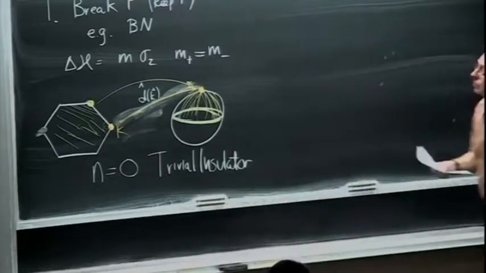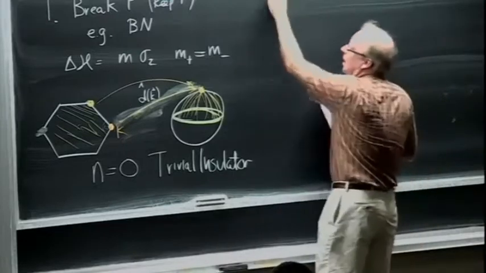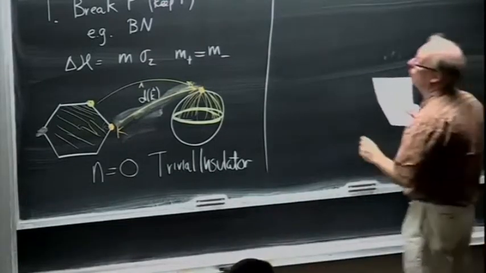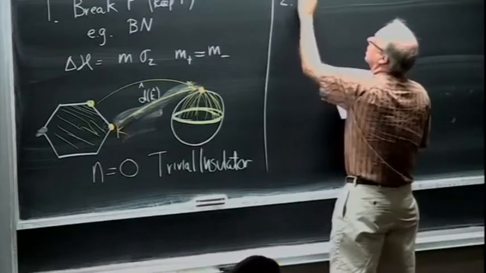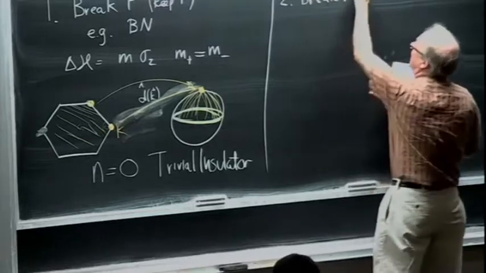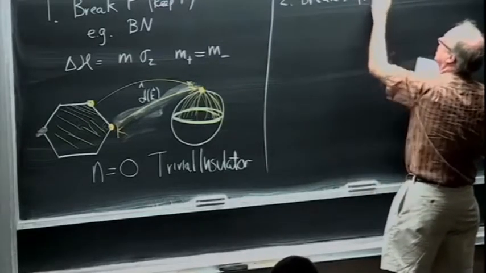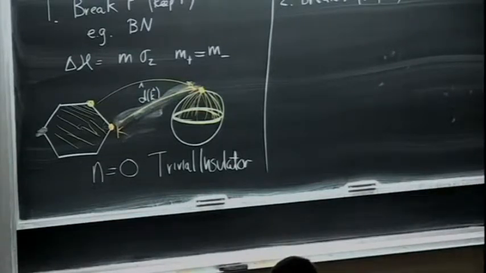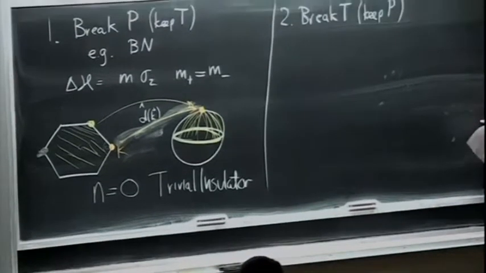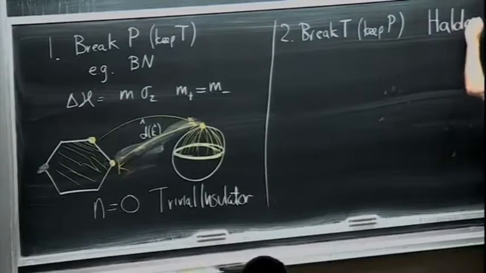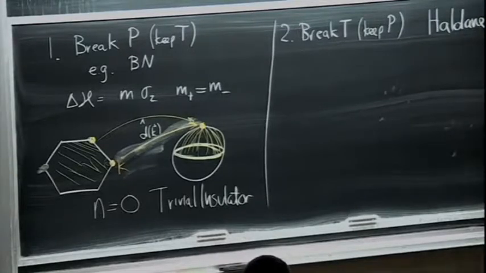Okay. All right. There's another choice, though, which is to break T, and we can keep P. And this is an insight that was really first noticed by Duncan Haldane in, I think, '87, something like that.